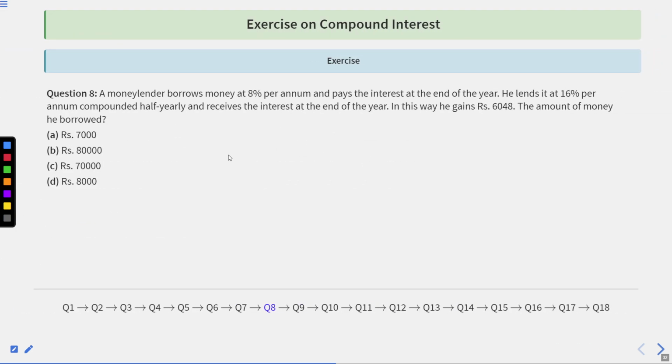Question number 8. A money lender borrows money at 8% per annum and pays the interest at the end of the year. He lends it at 16% per annum compounded half yearly and receives the interest at the end of the year. In this way, he gains 6,048 rupees. The amount of money he borrowed was.